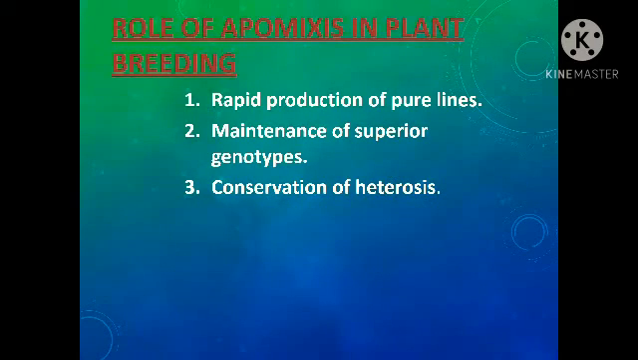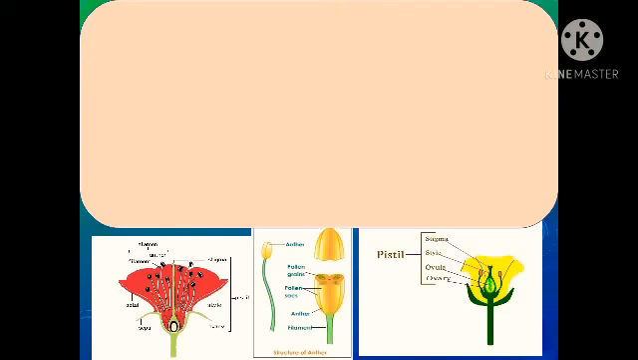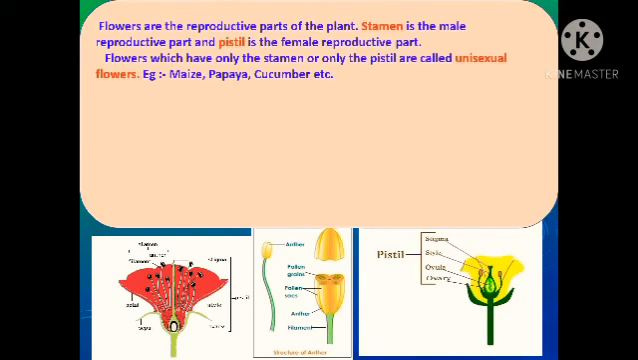Coming to sexual reproduction, the reproduction involves the fusion of male and female gametes to form a zygote, which develops into an embryo. In crops, male and female gametes are produced in specialized structures called flowers. Flowers are the reproductive parts of the plant, where the stamen is the male reproductive part and the pistil is the female reproductive part.